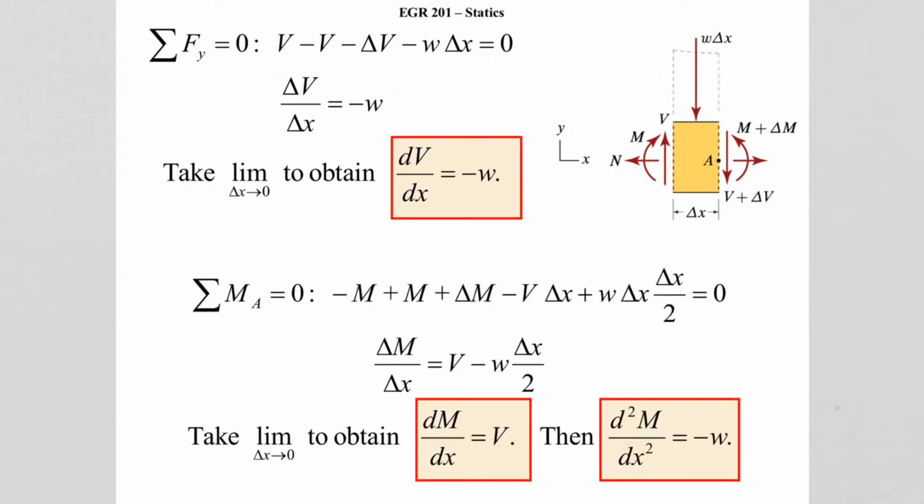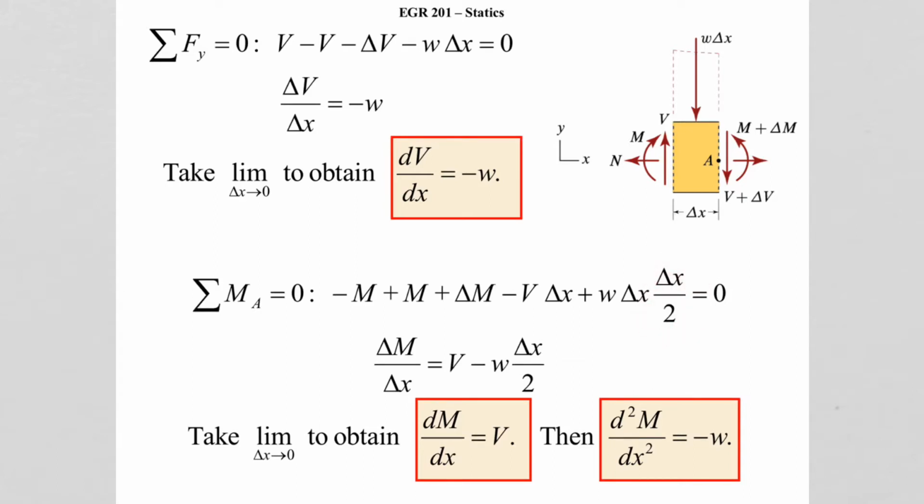Now if we look at the moment, we see on the left-hand side we have a negative moment, and the right-hand side we have this moment plus the delta moment. And then we have the moment due to the shear itself, which is a negative moment about point A due to this shear force, times its moment arm of delta x. And then we have the moment due to this distributed load. Here's the force of it, and here's the moment arm, delta x over 2.